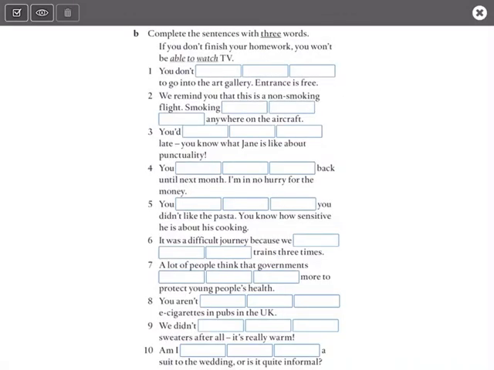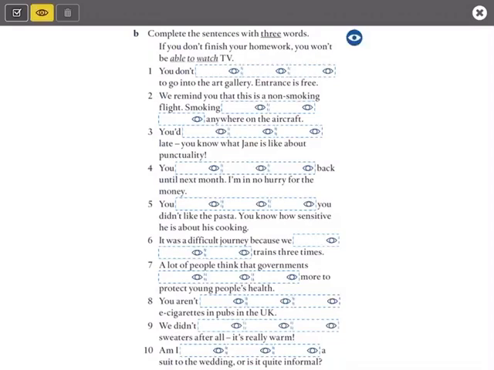Complete the sentences with 3 words. If you don't finish your homework, you won't be able to watch TV. Now, let's have a look. Are you ready? You don't go into the art gallery. Entrance is free. You don't have to pay. It's not necessary. We remind you that this is a non-smoking flight.